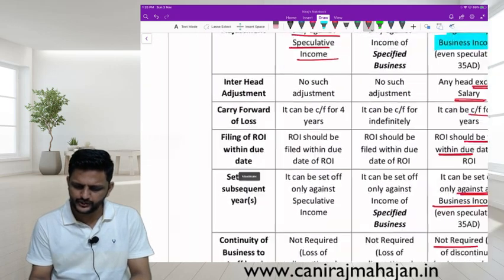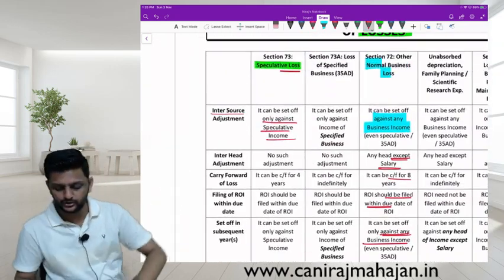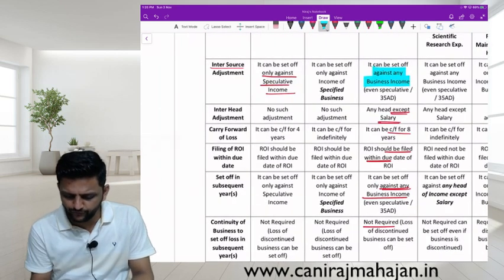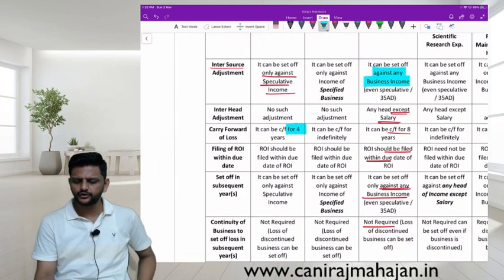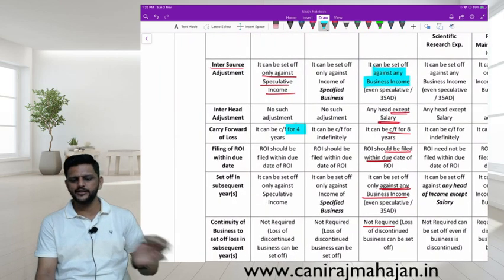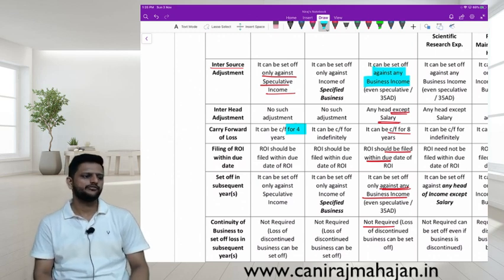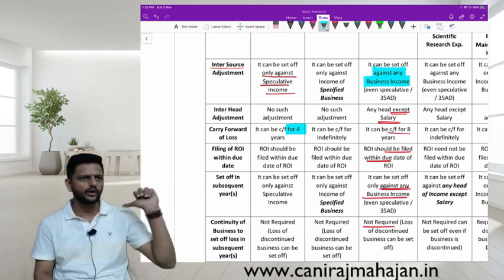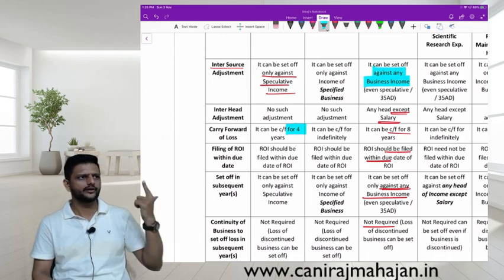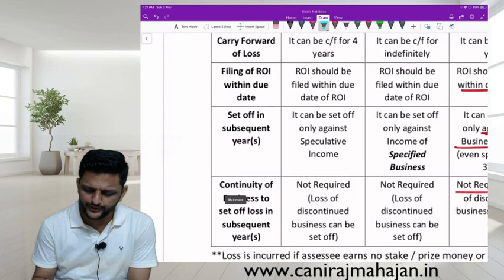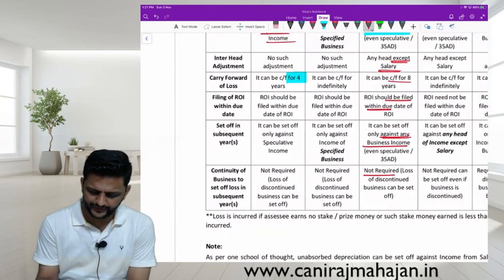So next one. Can you see over here? We will see also in the second column later on. Carry forward only for 4 years. This is the minimum right now we are seeing here. First is no carry forward at all. Then we are jumping now to 4 years allowed. Okay. ROI to be filed within due date.